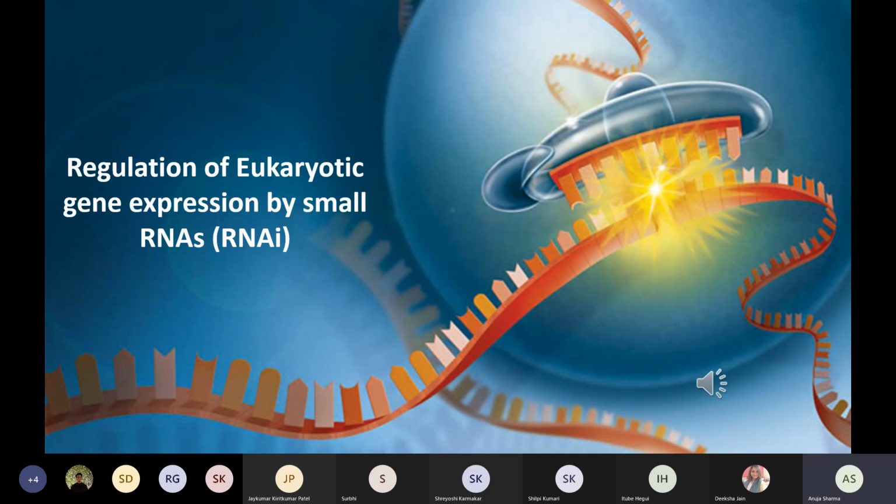In this session we are going to learn how to design small RNAs, mainly siRNA and shRNA, and how they regulate eukaryotic gene expression and promote gene knockdown.